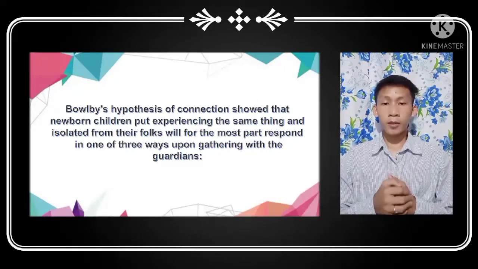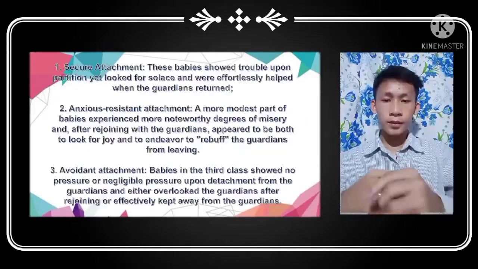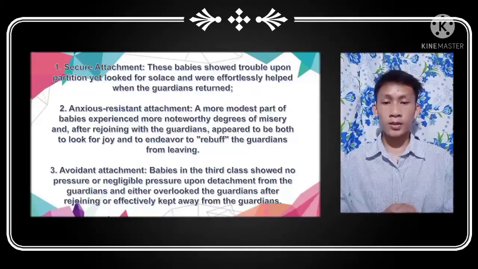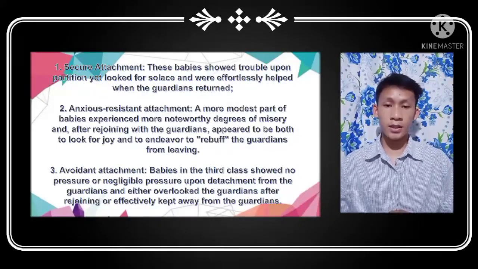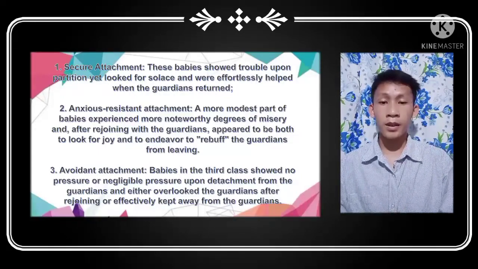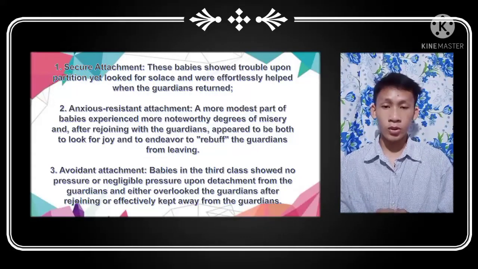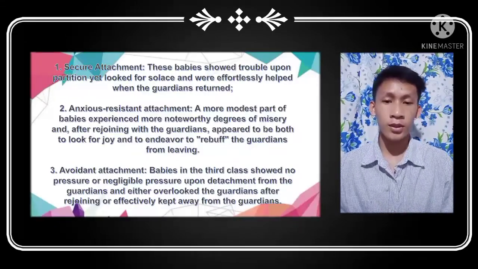Bowlby's hypothesis in attachment theory shows one of three ways newborn children bond with their guardians. The first one is secure attachment. In secure attachment, the baby shows some distress, like crying and screaming, but after all of that, when their mom comes back to the house, they welcome her and also seek closeness after the mom has left the house.